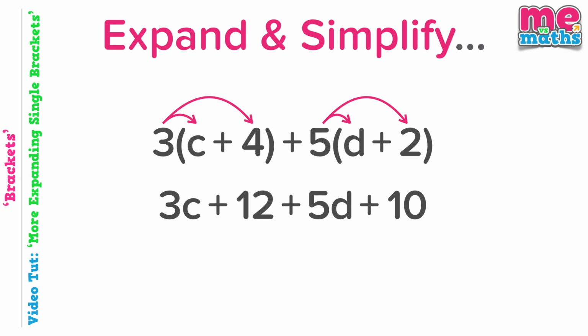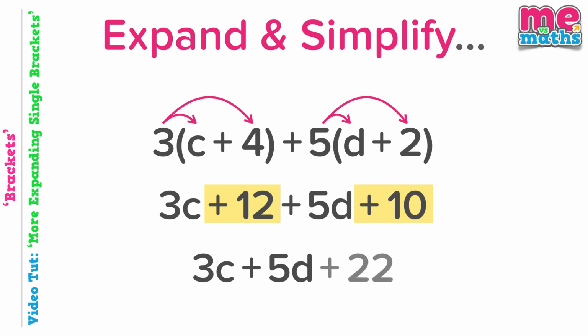Now we can simplify this expanded expression. The c's and the d's cannot be collected together, so we keep 3c plus 5d. However, what we have left are just numbers, so we can simplify this part. 12 plus 10 is obviously 22, so we can put plus 22 on the end. We've expanded the brackets and simplified the result as much as we can.